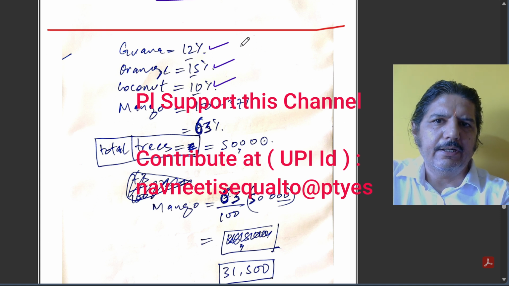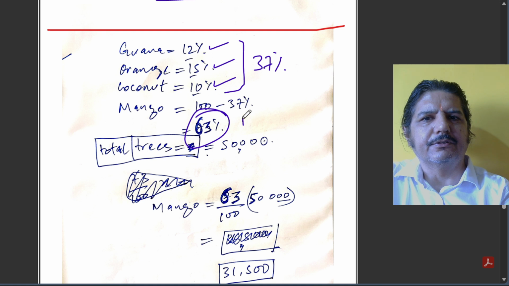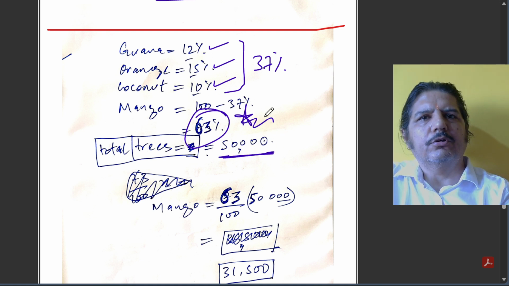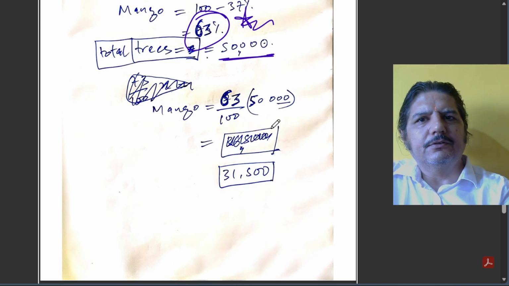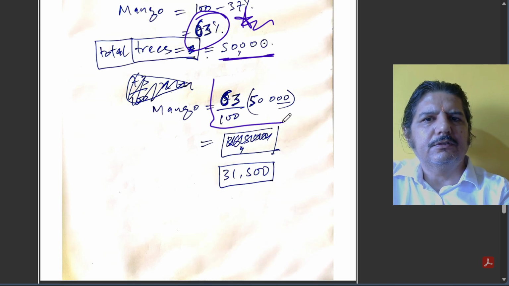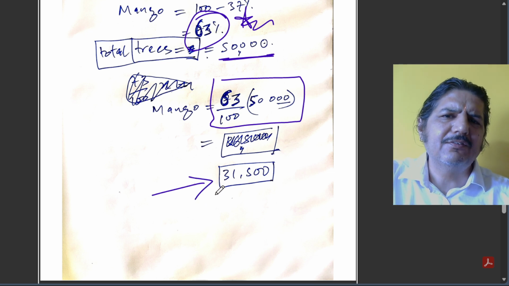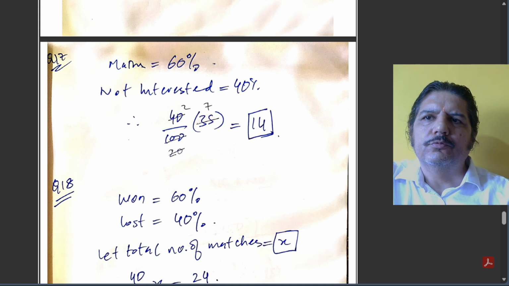So you add all of these, and this will be 37%. What is left is mango trees, so mango trees would be 100 minus 37, which is 63%. Now the number of total trees is 50,000. So mango trees would be 63% of 50,000, that comes to be 31,500. This is an easy question. You won't face any difficulty. Let's move to the next question.